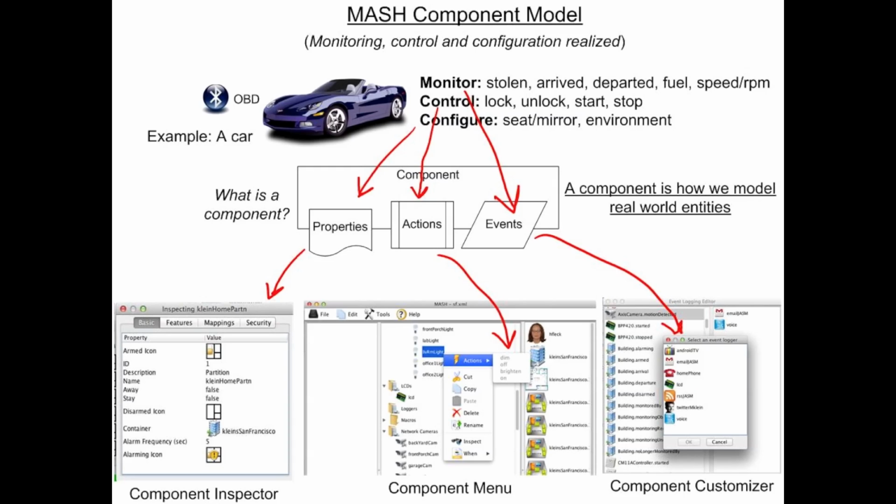Think of a component as merely a computer equivalent to the things in the real world you wish to manage, like a window, door, a vehicle, security panel, sprinkler. Components have features which map to the real-world concepts of monitoring, control, and configuration. These are the events, actions, and properties of a component.